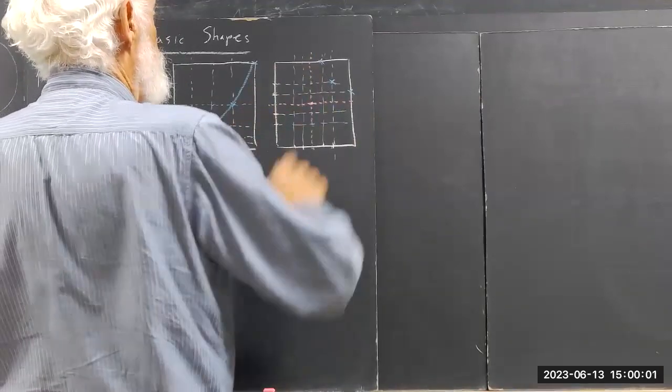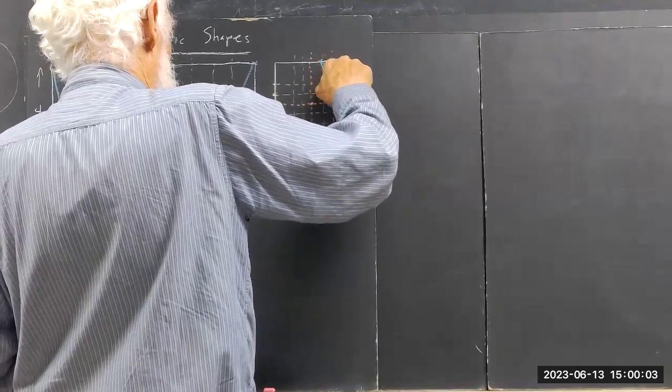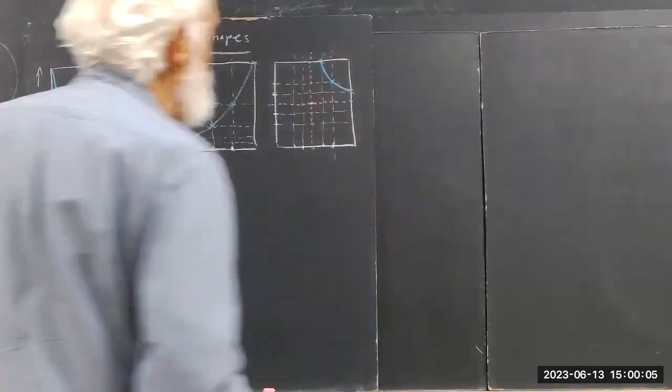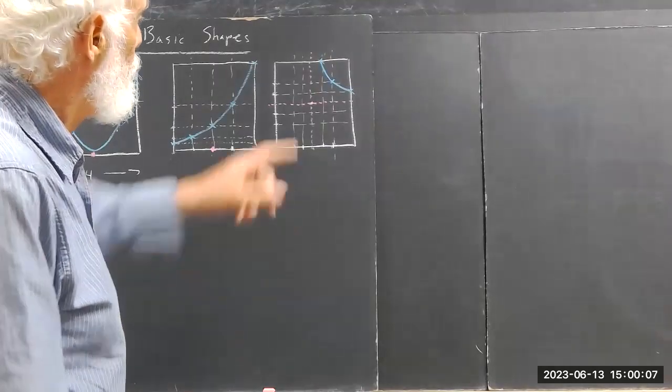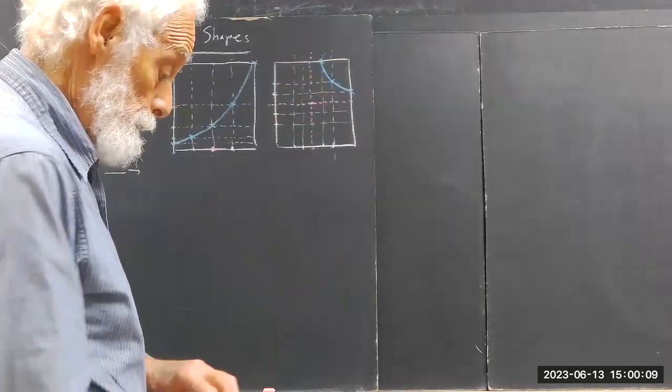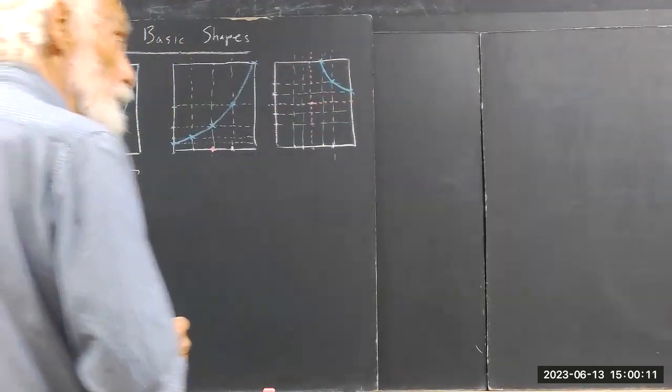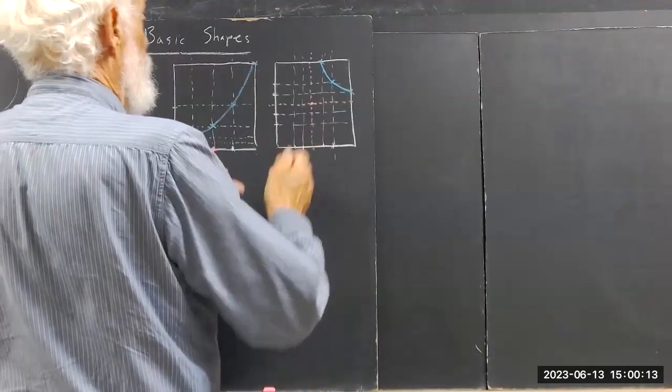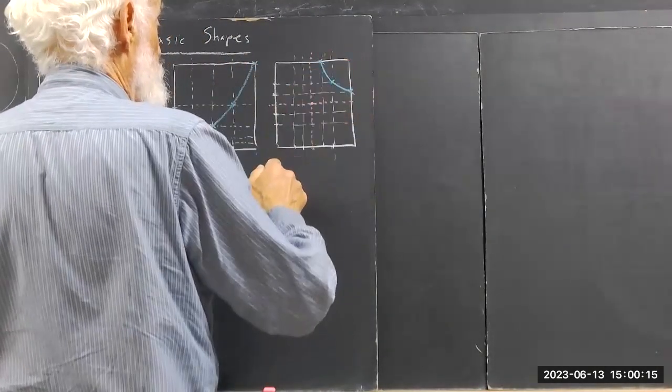Then we connect these three points. And that's it for the upper right quadrant. In the lower left quadrant, it's going to do something very similar. It's going to just be a reflection of what we did here.